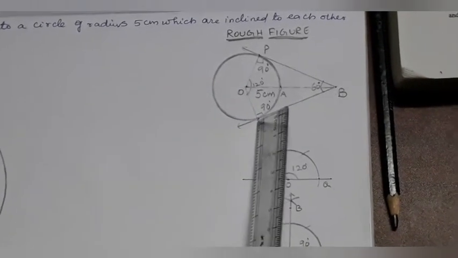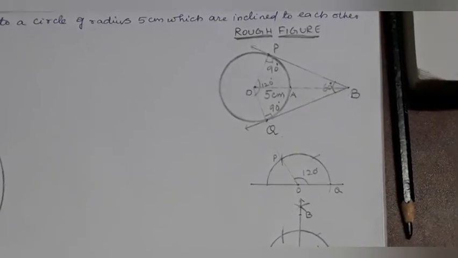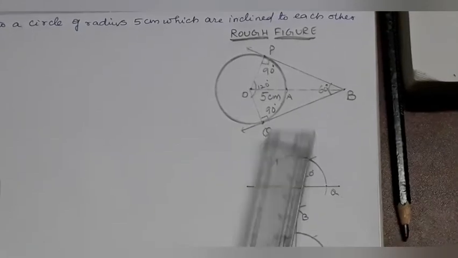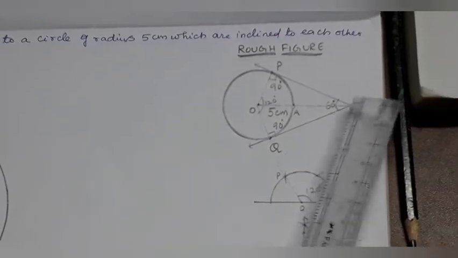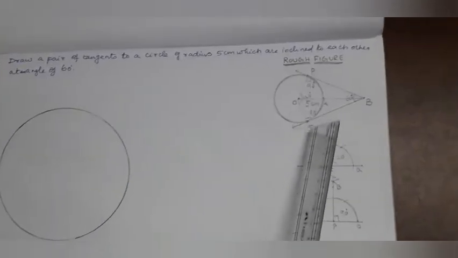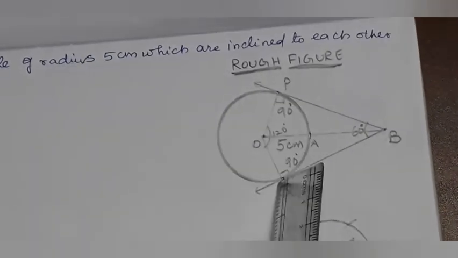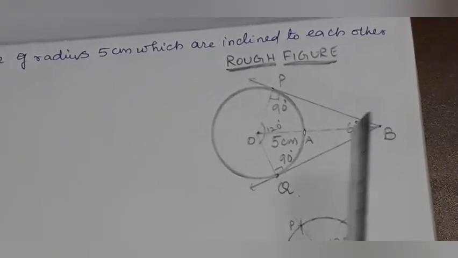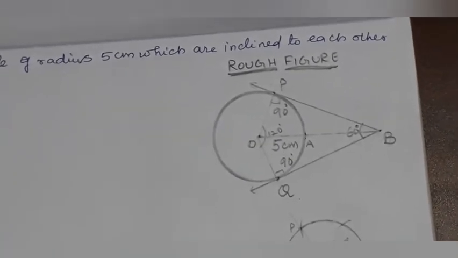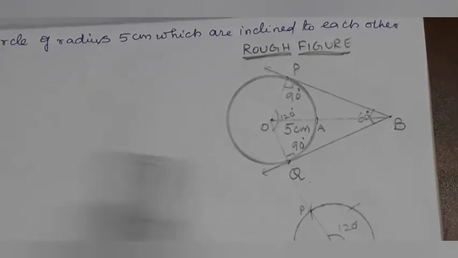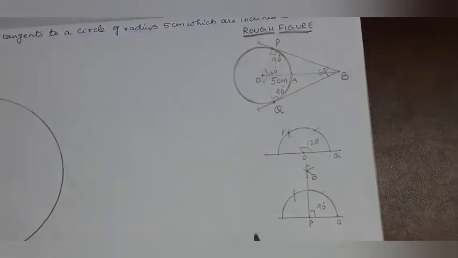BPOQ forms a quadrilateral. The ASP, that means angle sum property of the quadrilateral, is 360 degrees. We know that OP is perpendicular to PB, and OQ is perpendicular to BQ. As we know, OP and OQ are radii, and they are perpendicular to the respective tangents at the point of contact. Now we have to find the center angle. As we know very well, this is 90 degrees.